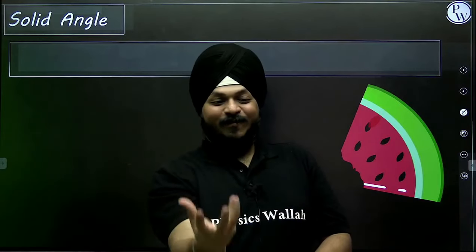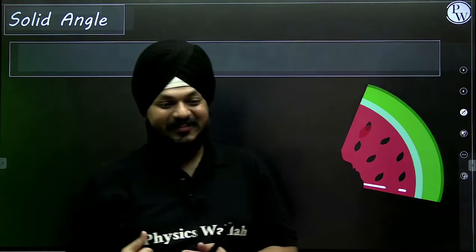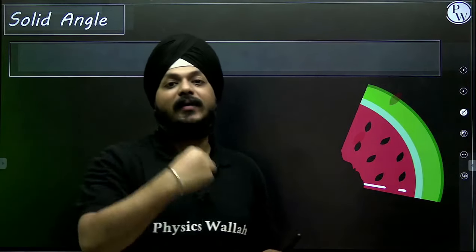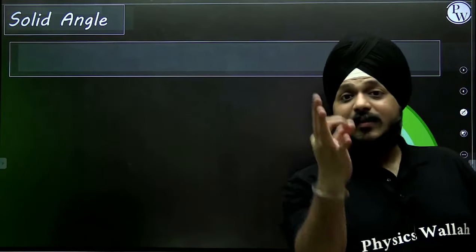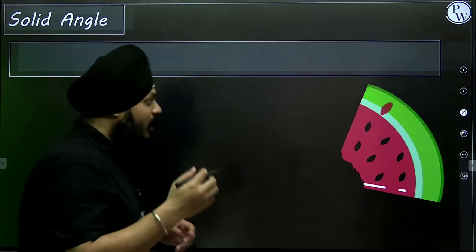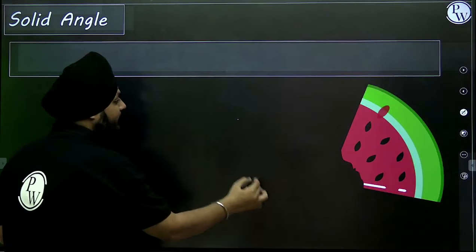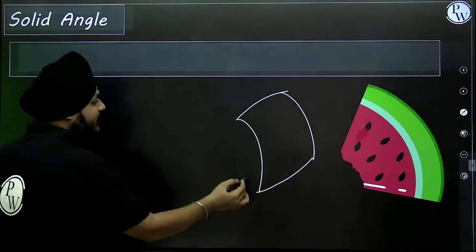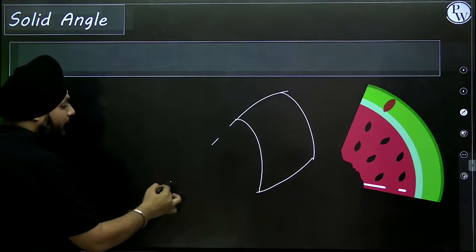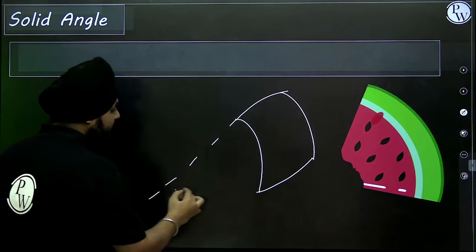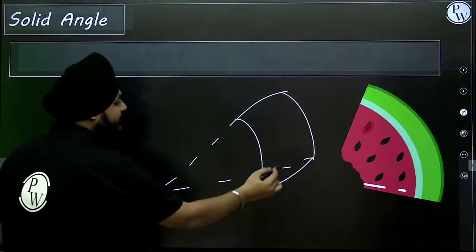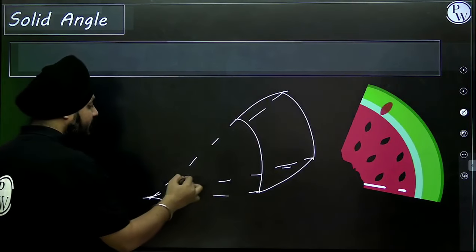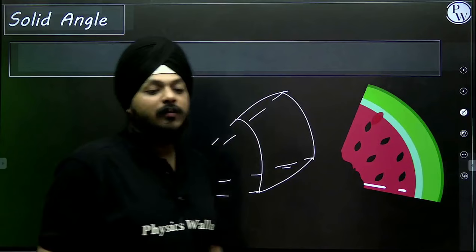See how awesome this watermelon is. So he slices out one small part. That defines the solid angle. Suppose, let us take a very simple example. This is a sliced part that has been cut from the watermelon. This is the sliced part that has been cut from the watermelon.